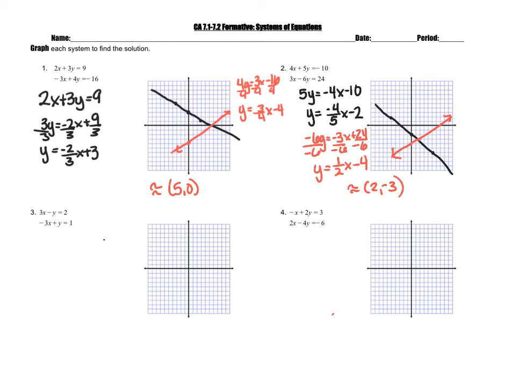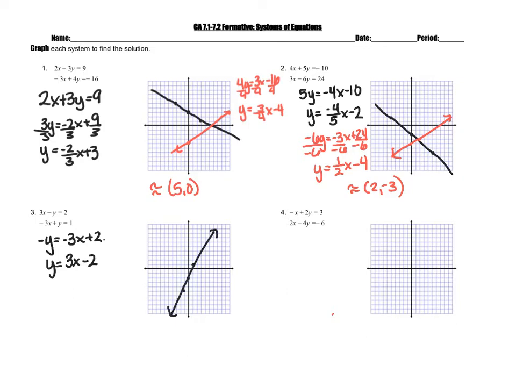All right, for our next guy, we're going to minus that 3x. Negative y equals negative 3x plus 2. Get rid of that negative by changing all the signs in the entire equation. So we're going to start at negative 2. We're going to count up 3, 1, 2, 3, and over 1. We can also count down 3, 1, 2, 3, and over 1.